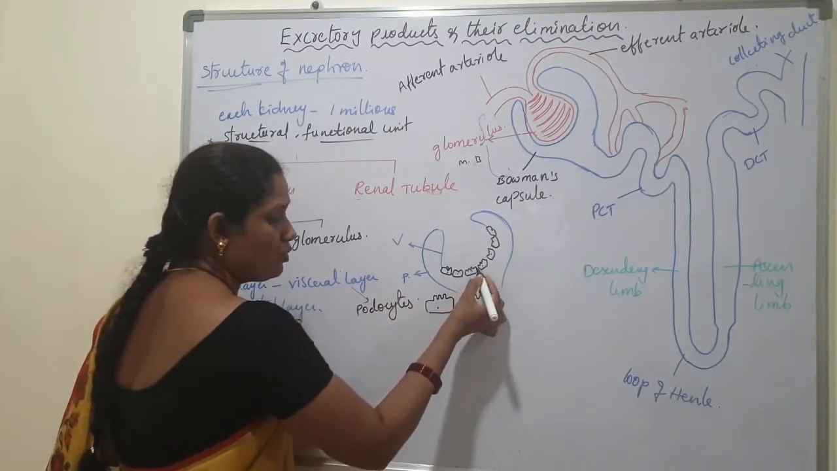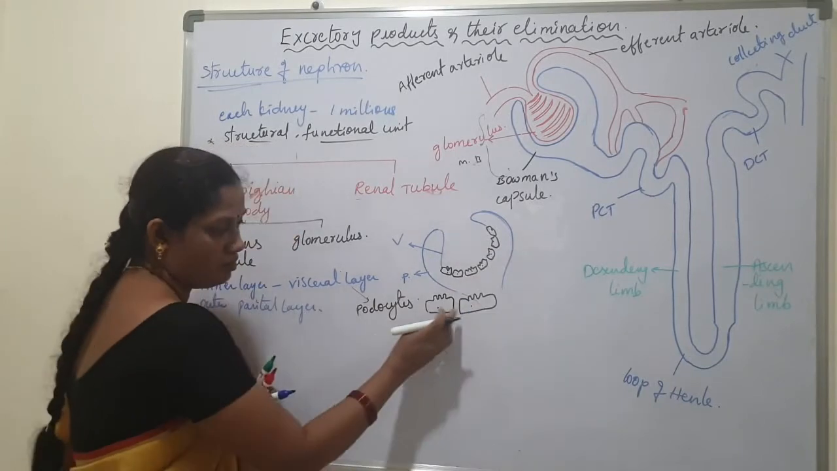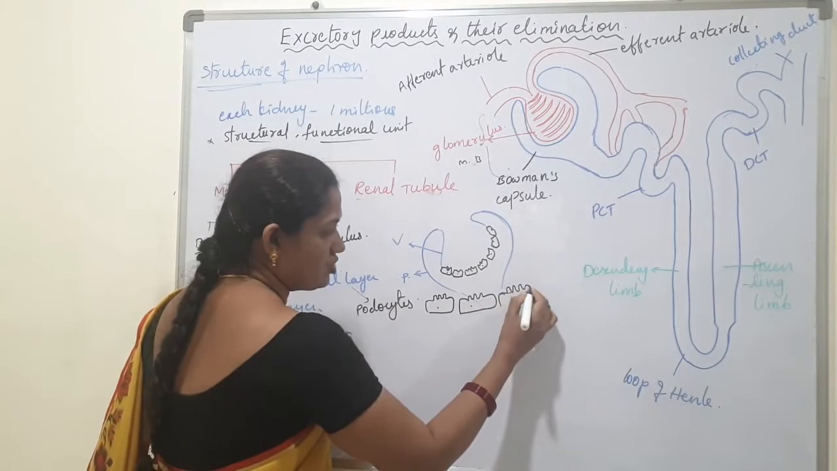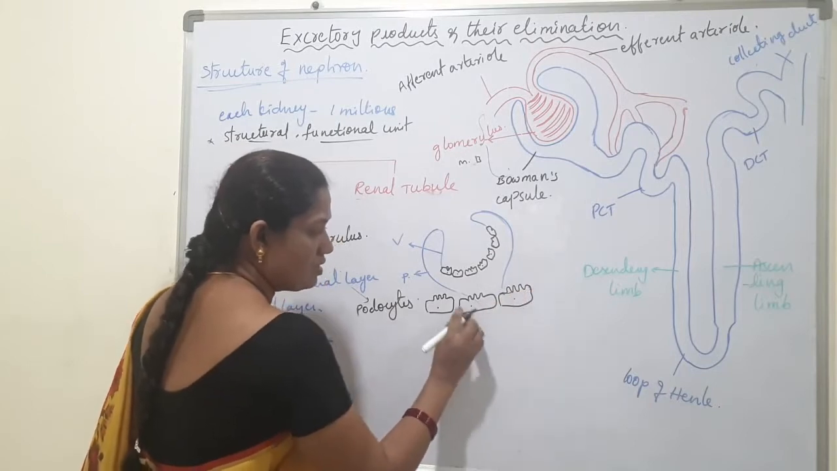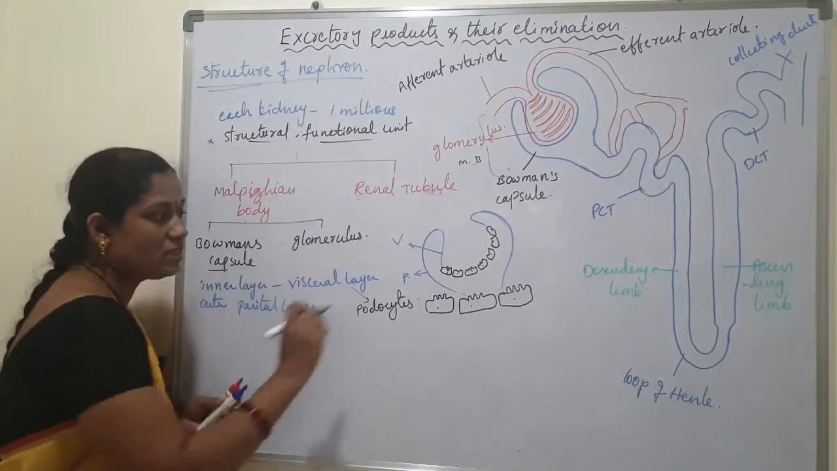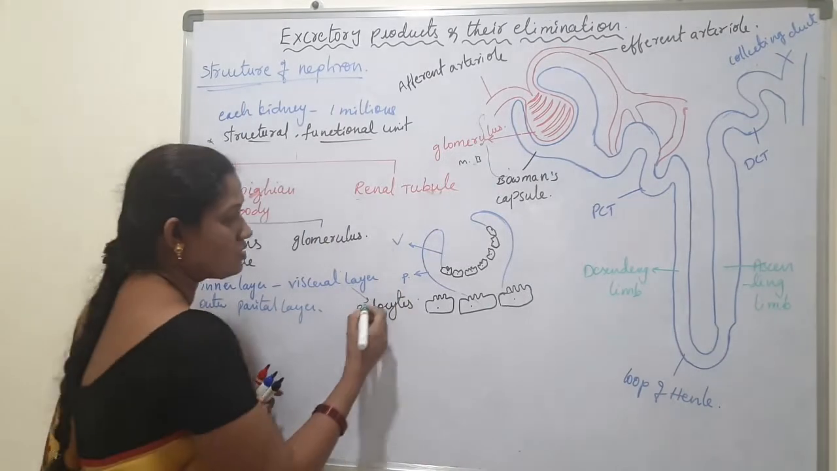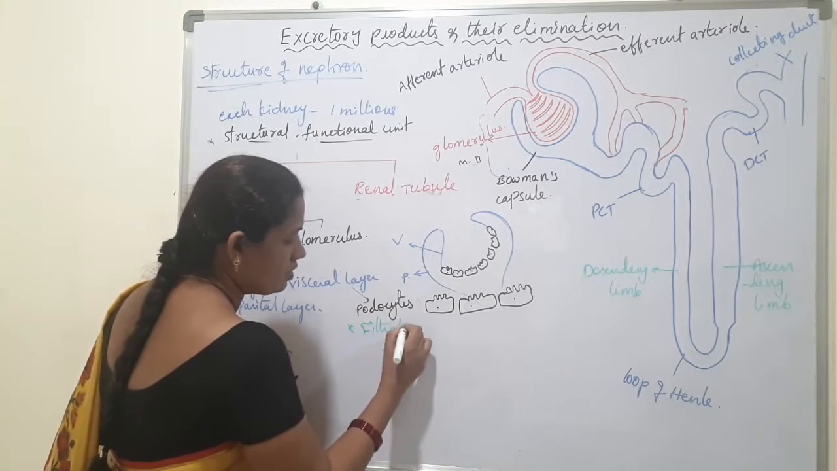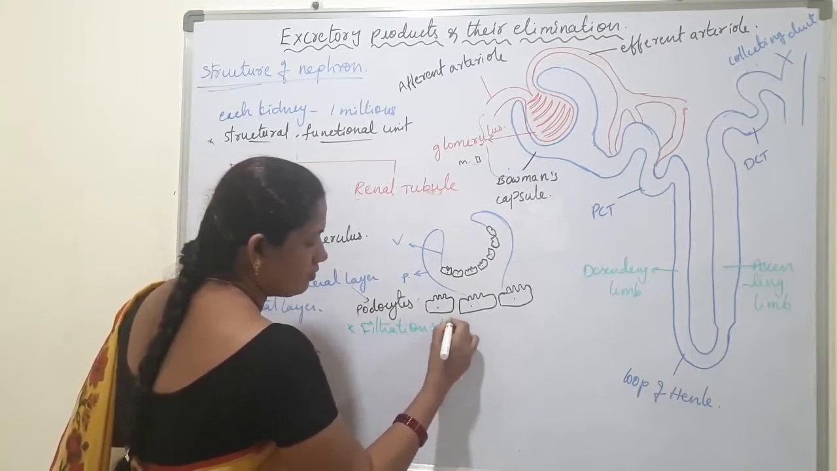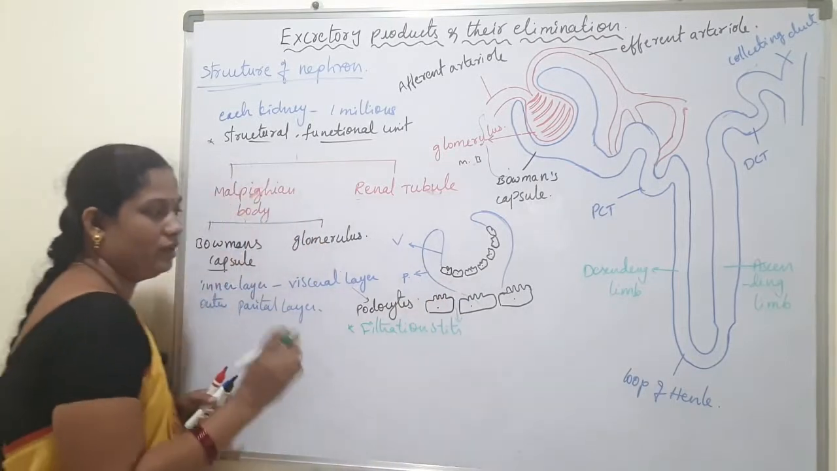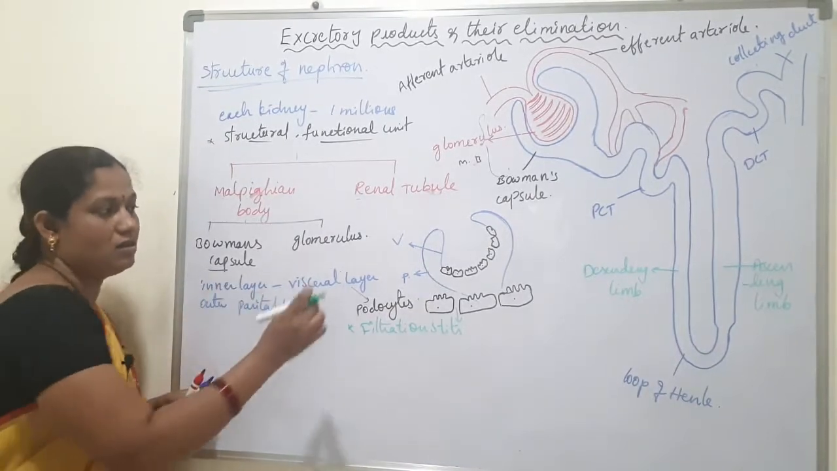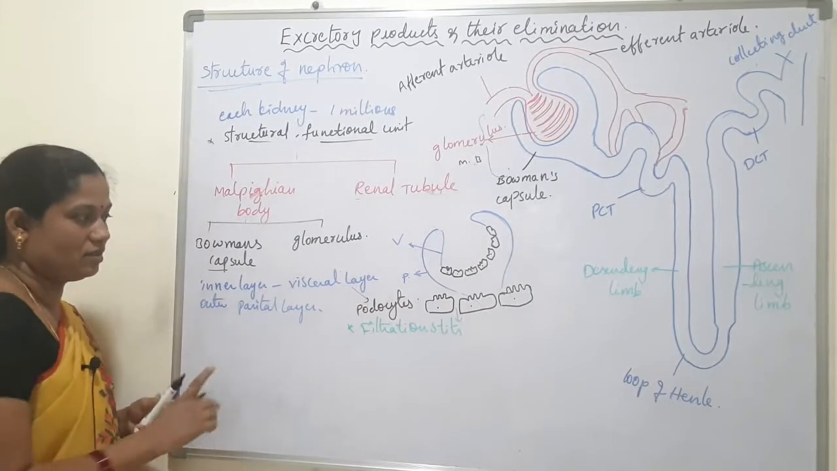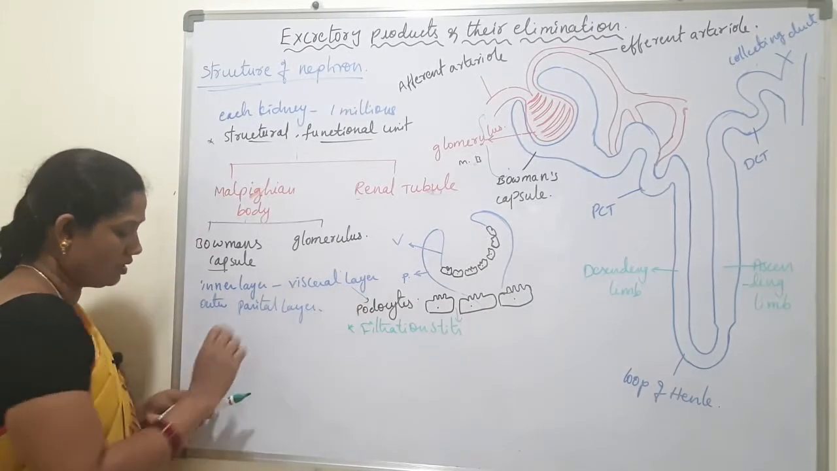In between the podocytes, some gaps are present. Each cell cannot attach to the others; they leave some gaps. These gaps are called filtration slits. So in between two cells, these gaps are called filtration slits. This is about the visceral layer.